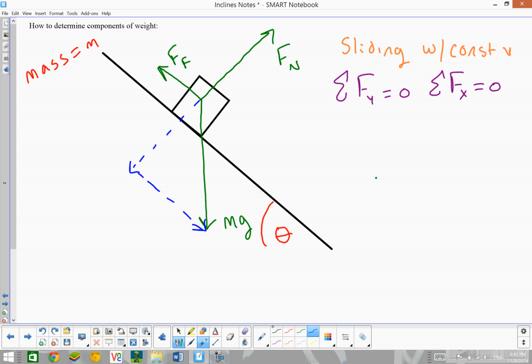I'm going to label these appropriately. I'm going to label this one mgx, or mg sub x. This one is mg sub y. This is my 90-degree angle. And this one right here, that is your angle theta. It's the same angle as the incline itself. They're the same. They're equal to each other.